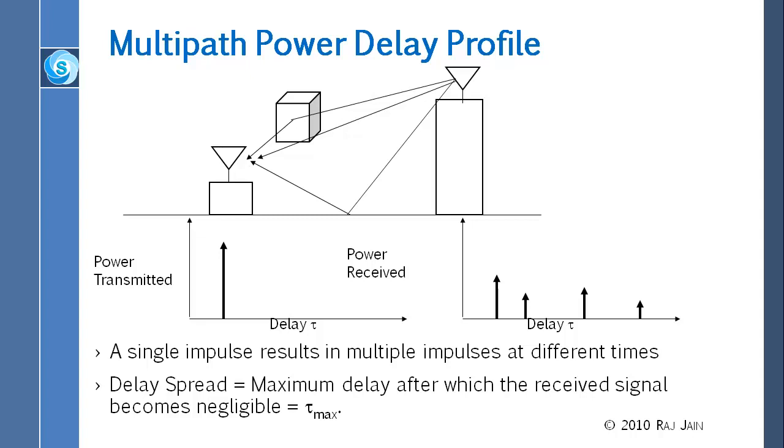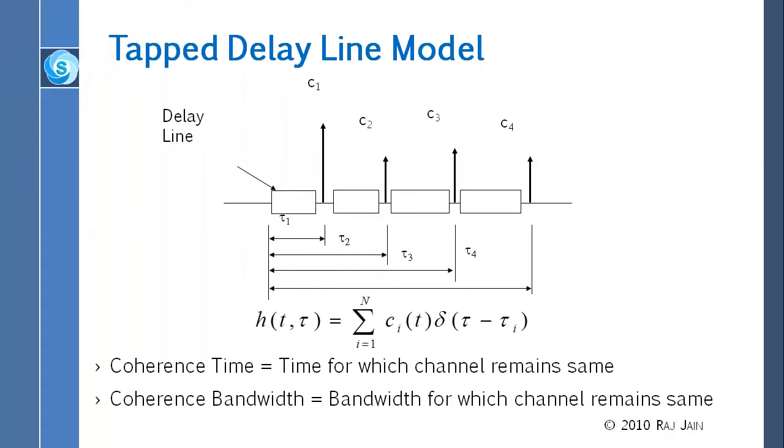Right? So this is the model for that location. Whenever you send one impulse, you get multiple impulses at different delays, and this is called the delay profile of the received power. After some time, the received power is so little that we don't even care, but these are the major peaks. You might even get something in between, but it might be so low that we can ignore it. So these are the major peaks.